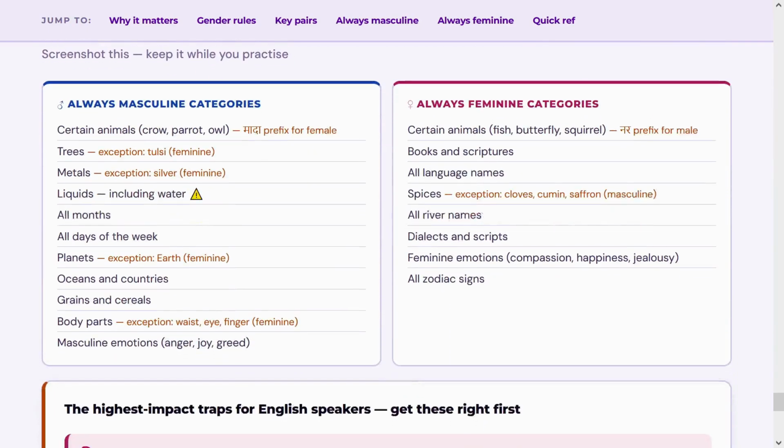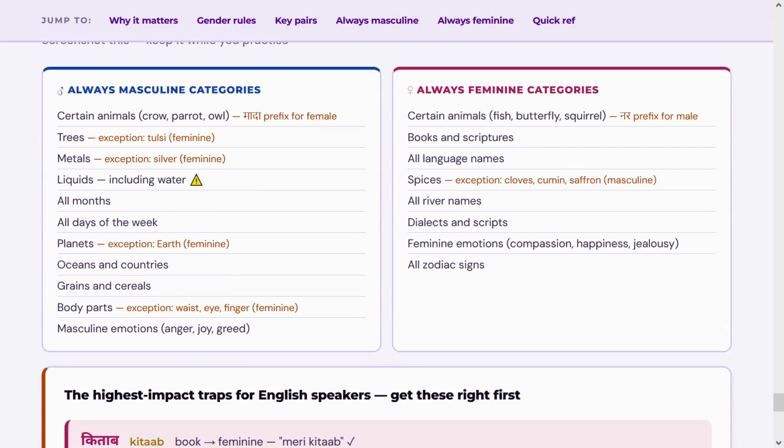All rules at a glance. Always masculine categories. Certain animals, crow, parrot, owl. Trees, exception tulsi. Metals, exception silver. Liquids, including water. All months, all days of the week. Planets, exception is earth. Oceans and countries. Grains and cereals, body parts. Masculine emotions, anger, joy, greed.